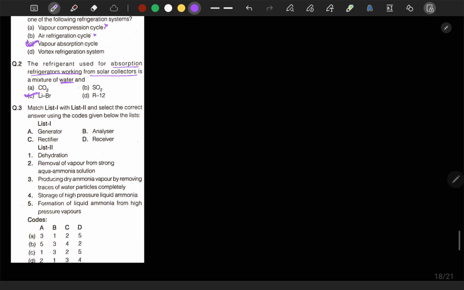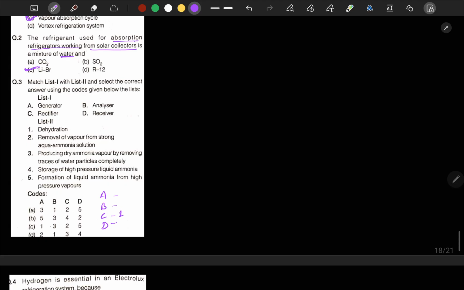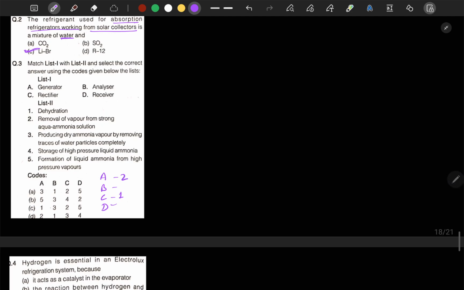Generator, rectifier, analyzer, receiver, dehydration. So he mentioned that rectifier is also known as dehydration. Let me mention A, B, C, D. So C, rectifier, 1. Next is analyzer, removal of vapor from strong aqua ammonia. This happens in the generator. So A, 2, producing dry ammonia vapor by removing traces of water particles completely.